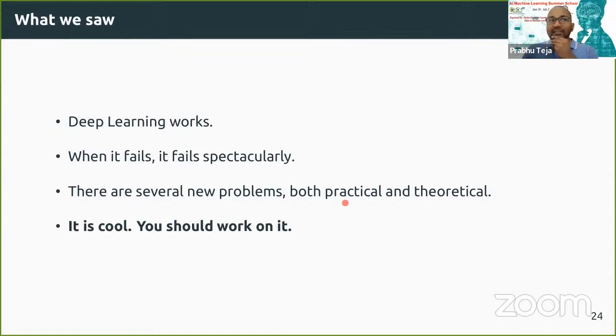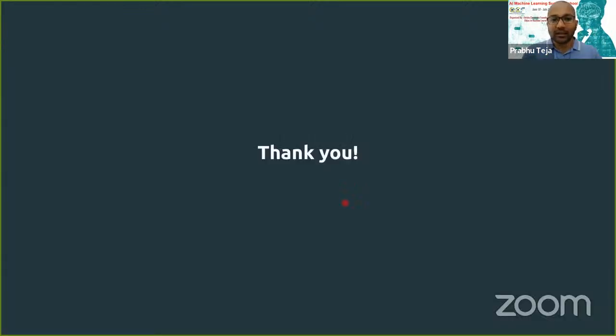And I want to end with this. This is pretty cool stuff, and if you get a chance, you should work on this. So I'll stop the presentation here and take some questions. And in maybe 5 minutes or so, I'll move on to show you how to build a simple deep learning model.